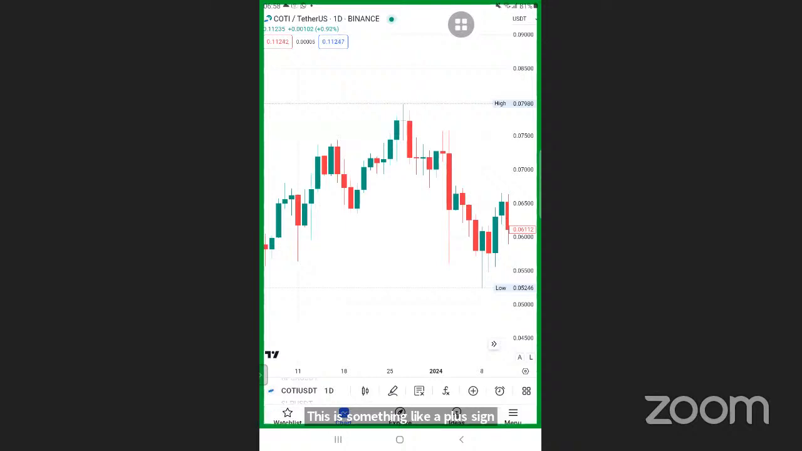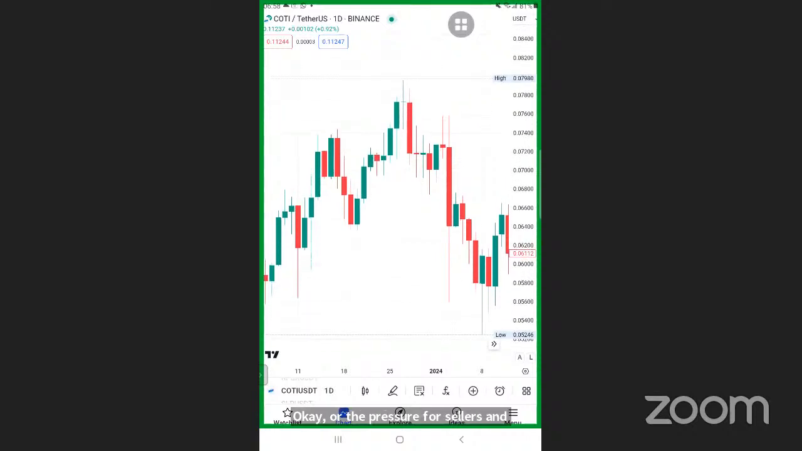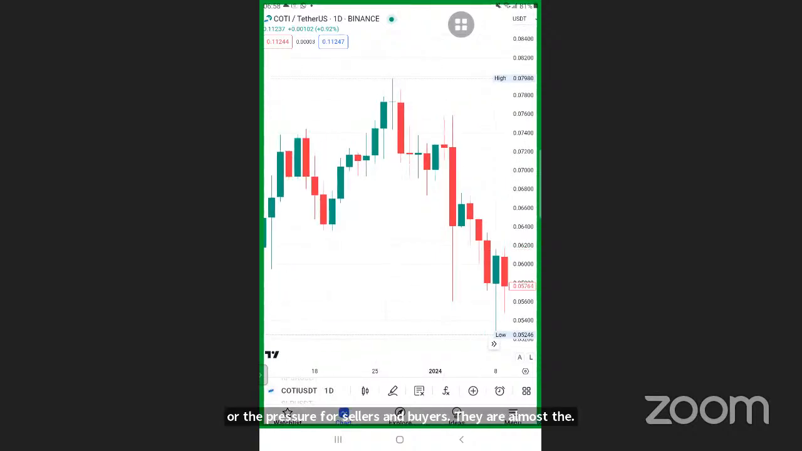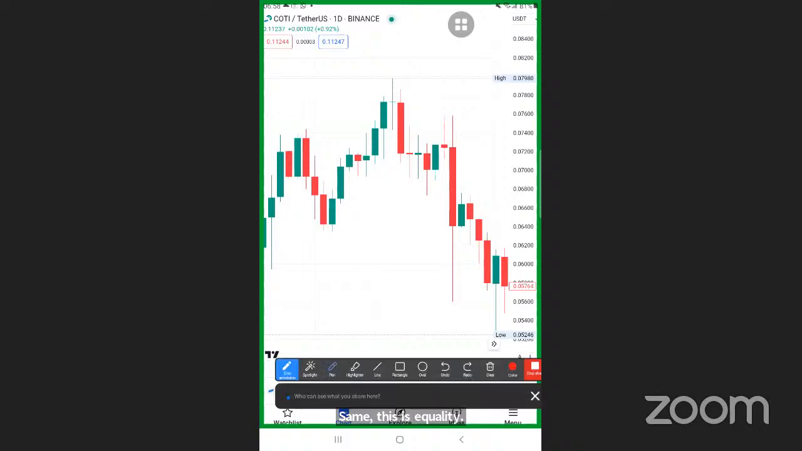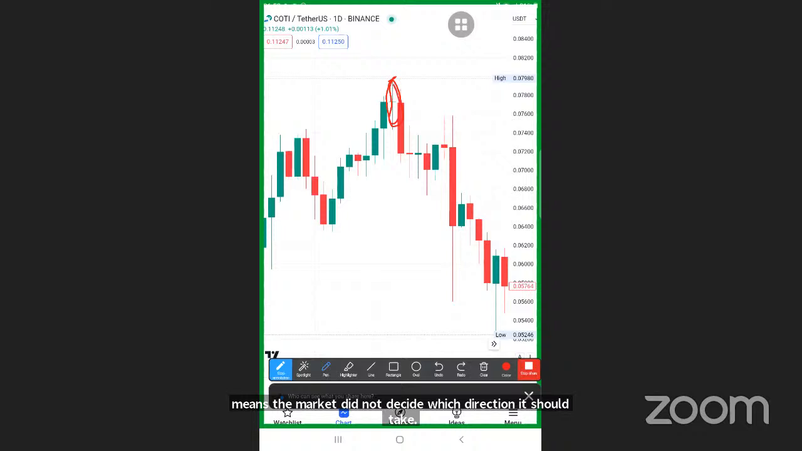All right, this is almost like a plus sign. So the power, or the pressure for sellers and buyers, they are almost the what? The same. This is equality. I said that dojis signify equality in the market. So when the two powers are equal, it means the market did not decide which direction it should take from here.